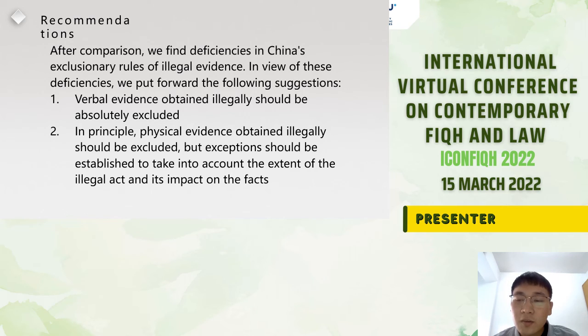And for the physical evidence, it objectively exists in the world. So whether it is obtained by illegal or legal measures, the physical evidence exists. So it can show us the facts quite objectively. So if it is necessary and we have sufficient evidence showing that the physical evidence is good for establishing the facts, it must not be excluded.